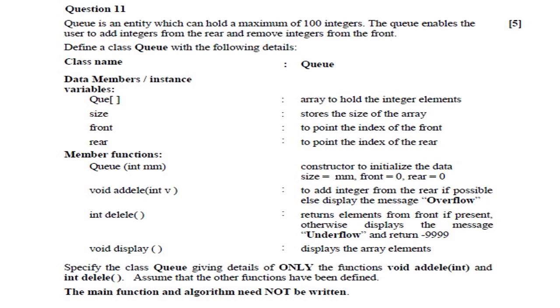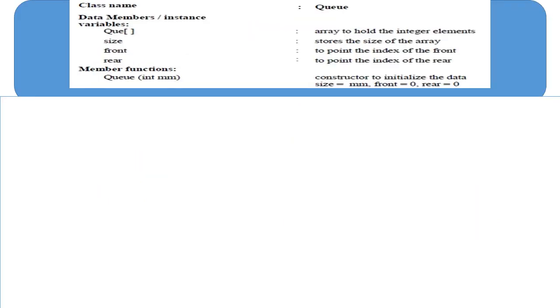So we will see again, we simply have to follow the language of the question from top to bottom, and one by one we will write the code. So here we will see what is the name of the class. The class name is Queue. So we have written this. Now we will see what the instance variables are.